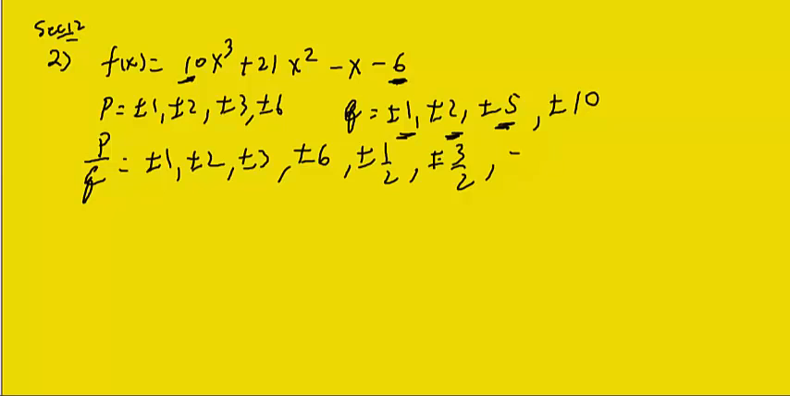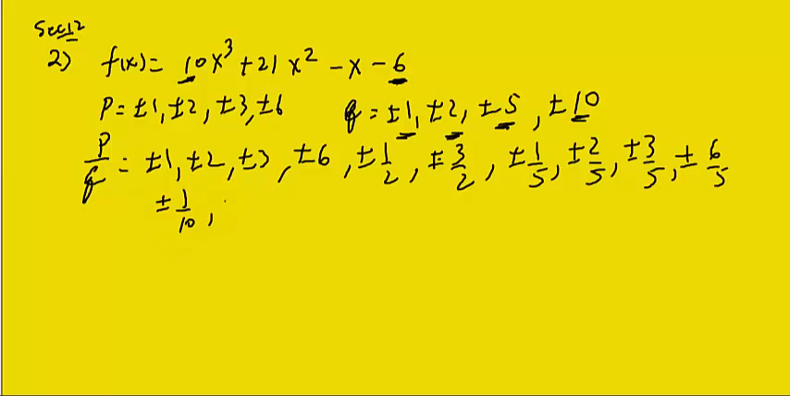Put 5 underneath all that, and we'll get plus or minus 1/5, plus or minus 2/5, and plus or minus 3/5, and plus or minus 6/5. Okay, and then when I put 10 underneath that, I'm going to get plus or minus 1/10. I get plus or minus 2/10, which is 1/5. I have that, and then plus or minus 3/10, and then plus or minus 6/10, which will be 3/5. Okay, I have that, so we're good.